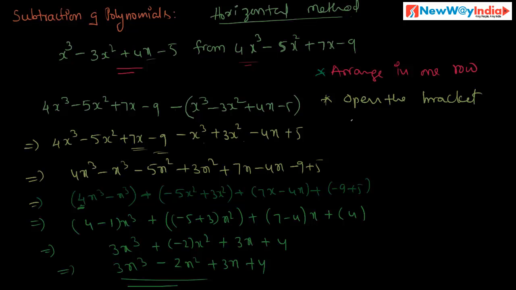This is the horizontal method. You have to follow 3 steps. Arrange in one row. First you have to arrange them in one row, and the subtracted expression should be in brackets with the minus symbol. Then remove the brackets. Next, add like terms. In this way you can do the subtraction of polynomials by using the horizontal method. The two expressions should be arranged in one row and the like terms simplified.